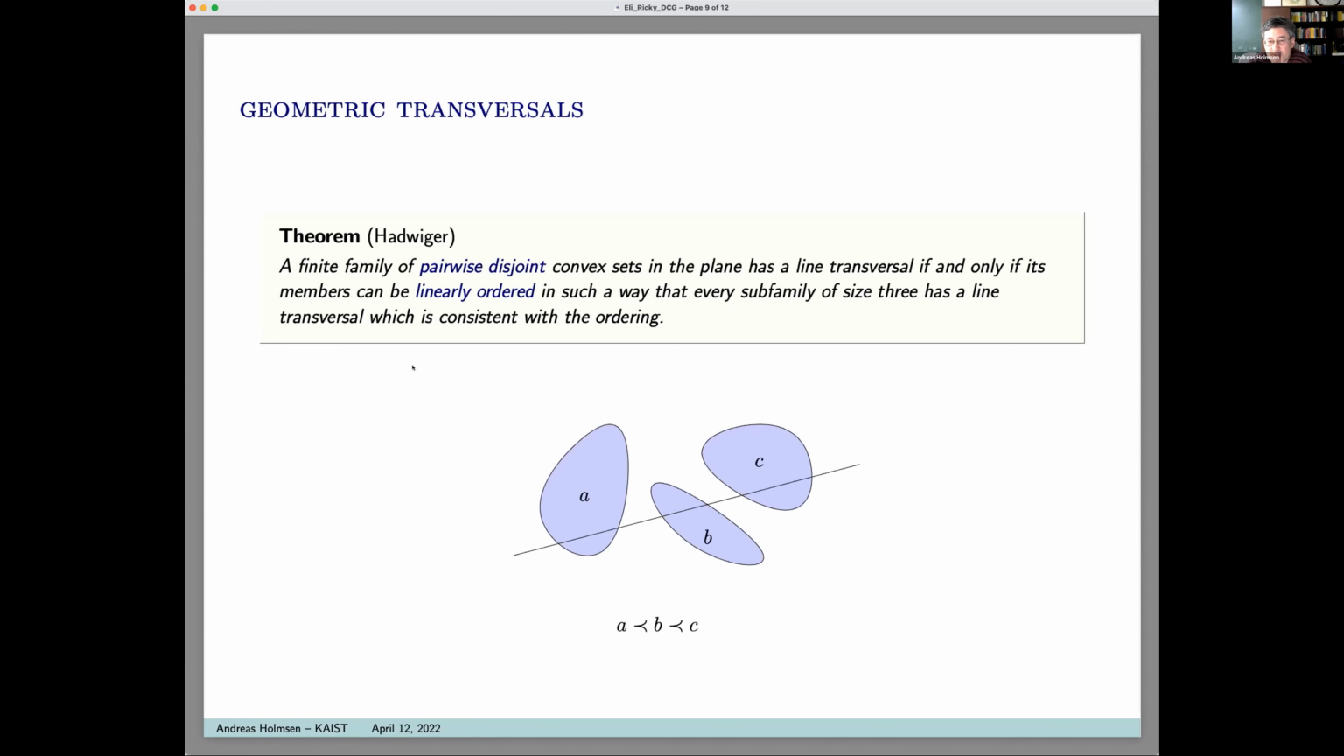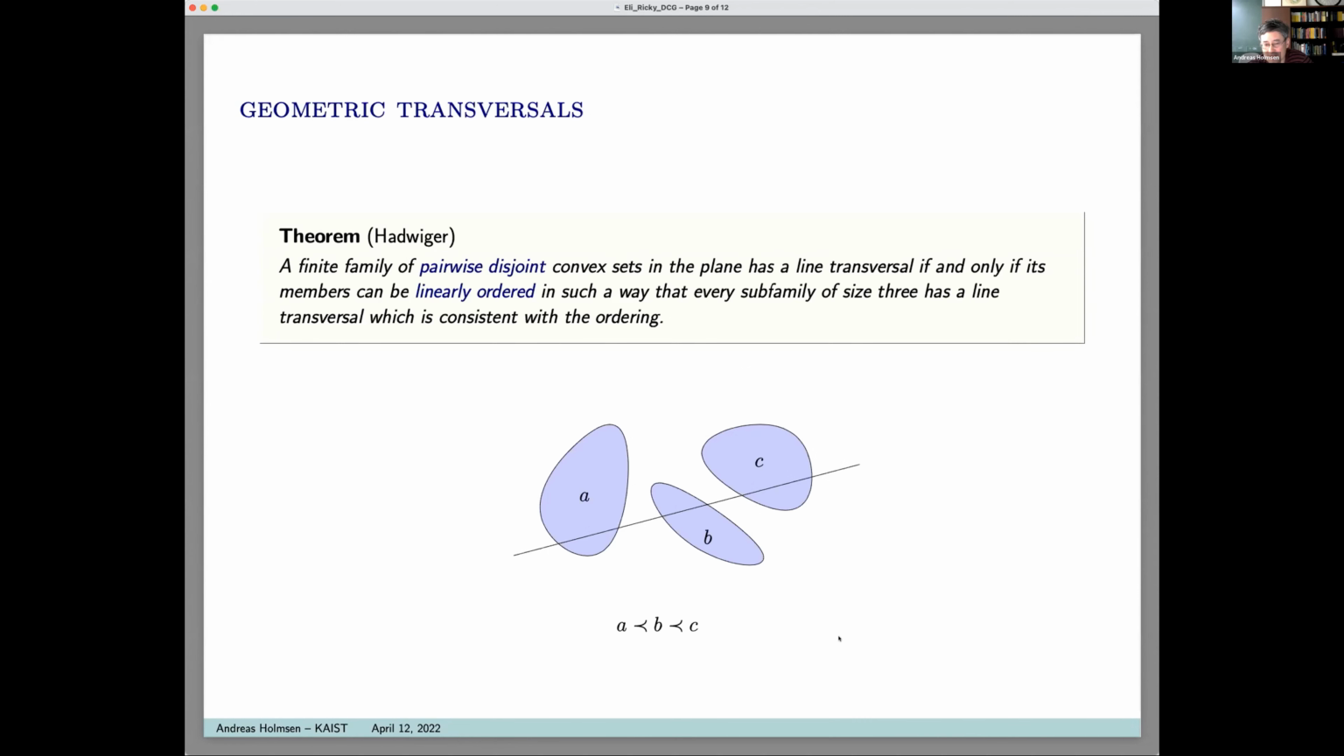And one of the fundamental old results, due to Hadwiger, is the following result that gives you necessary and sufficient conditions for a family of pairwise disjoint convex sets in the plane to have a line transversal. It says that this is possible if and only if you can linearly order the members of your family in such a way that every subfamily of size 3 has a transversal which is consistent with the ordering. Okay, so this is a little bit long statement.